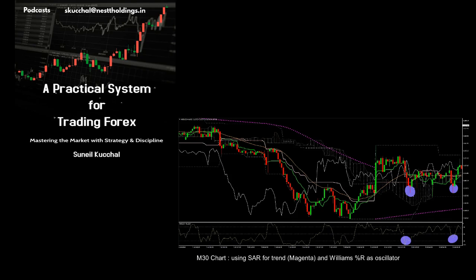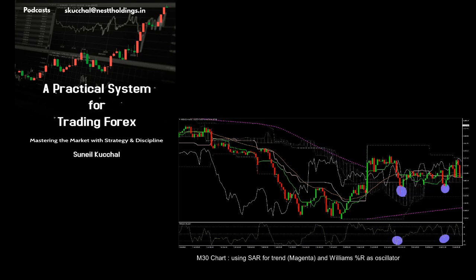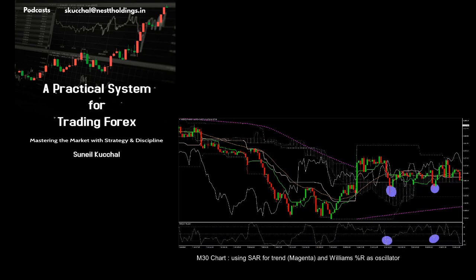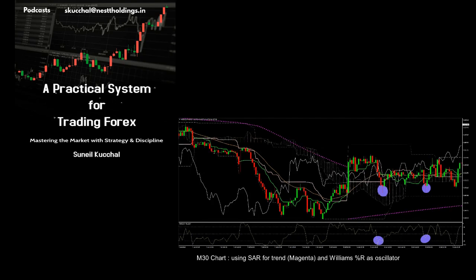He does. The standard default setting for Williams %R is usually 14 periods, but Suneil prefers 13. 13? Why 13? He often favors prime numbers in his settings. The thinking, as I understand it, is that prime numbers, being only divisible by 1 and themselves, might resonate better with natural market cycles or create less noise than more common, composite numbers like 14.